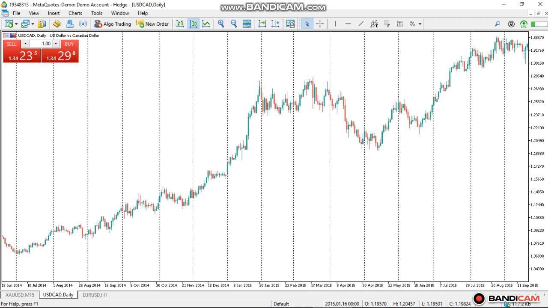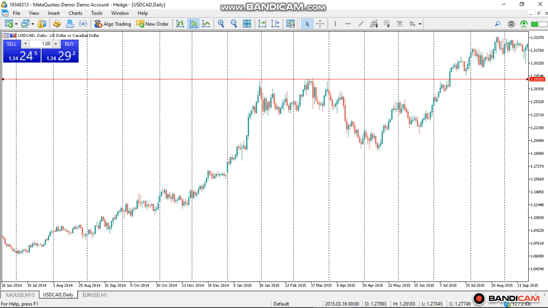So how can you draw your support and resistance? You use a horizontal line to do that. Where do we find it? We find it up on this bar here. That is our horizontal line, so we click on that so that we can draw it right over here.